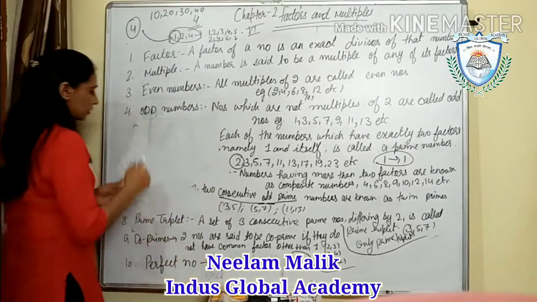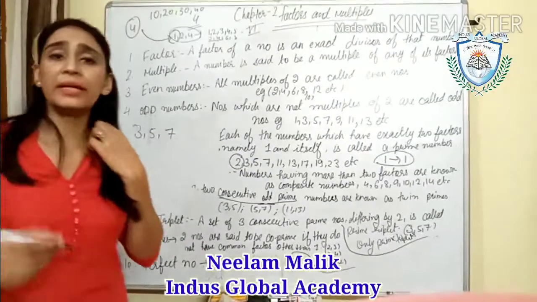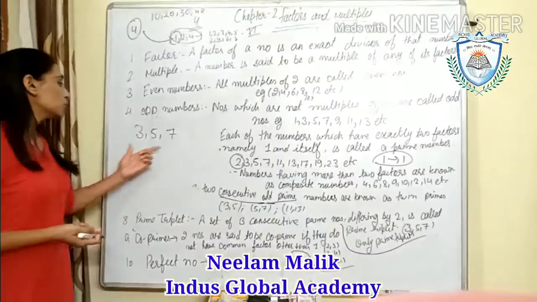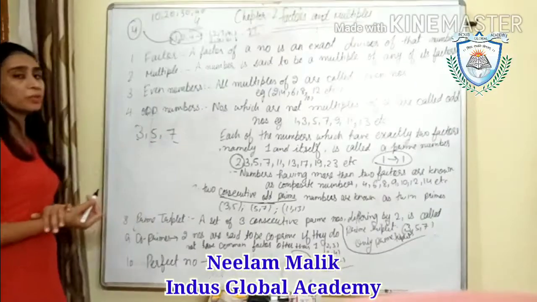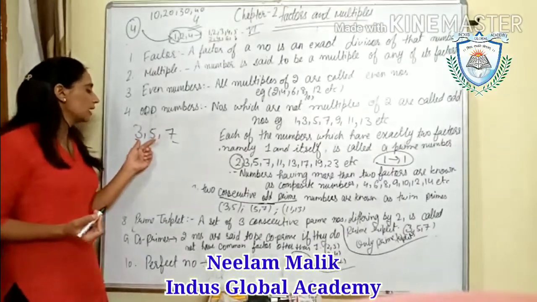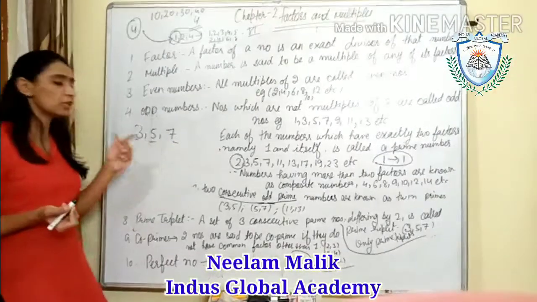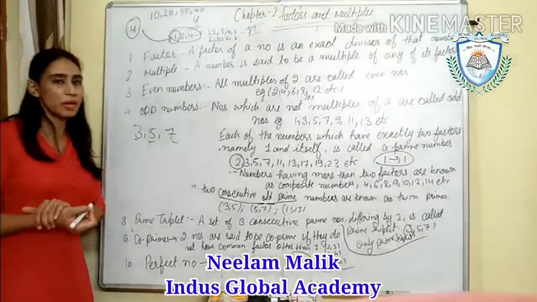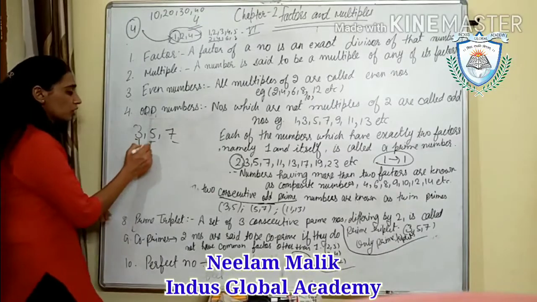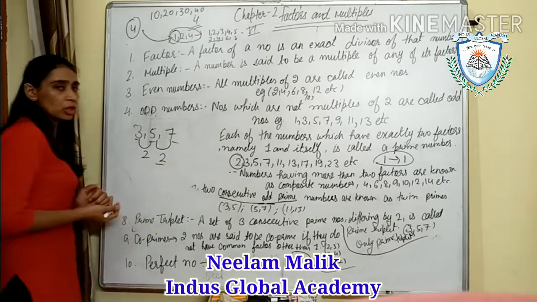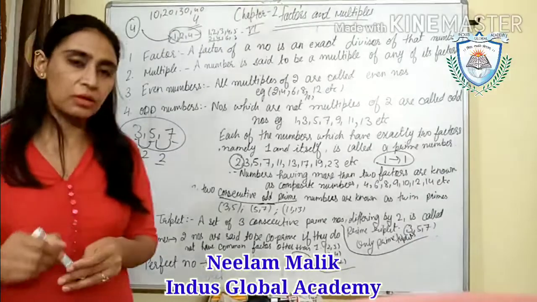Why 3, 5 and 7? Because the definition of a prime triplet says 3 consecutive odd numbers. After 3, which odd number will come? 5. After that, which odd number will come? 7. So these are the consecutive odd numbers, and these are all prime, and their difference will be 2. That's why there is only one set of prime triplets.